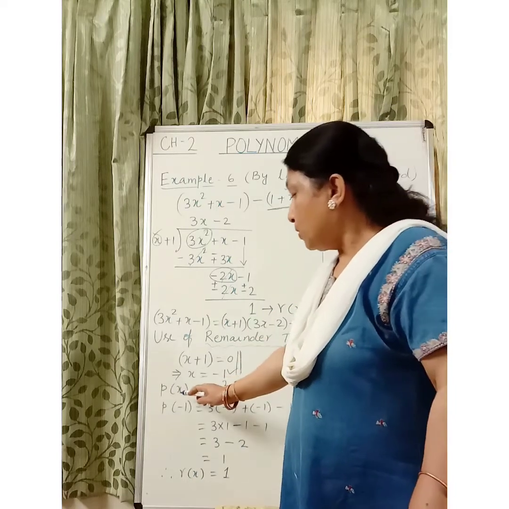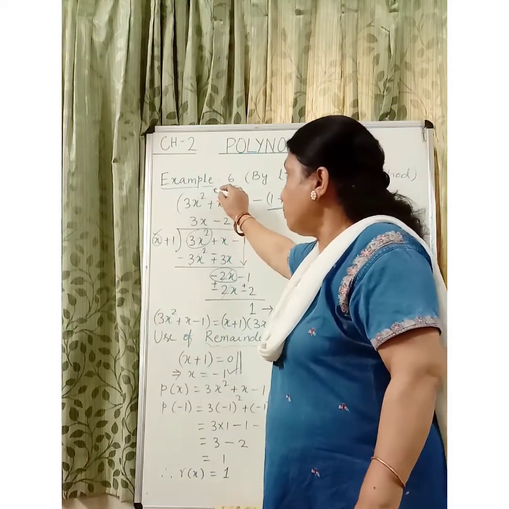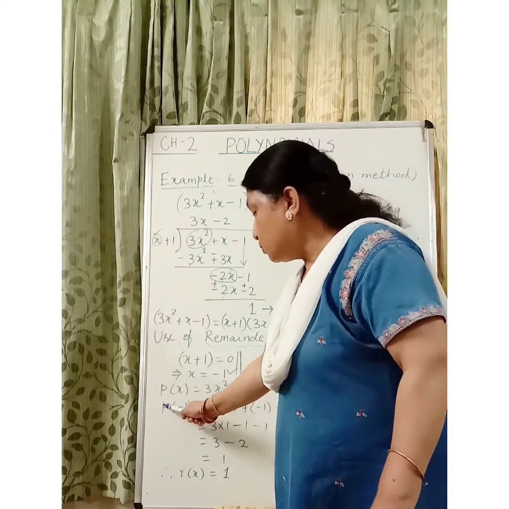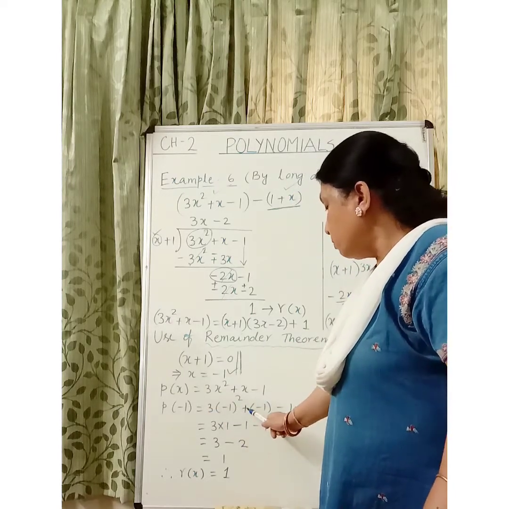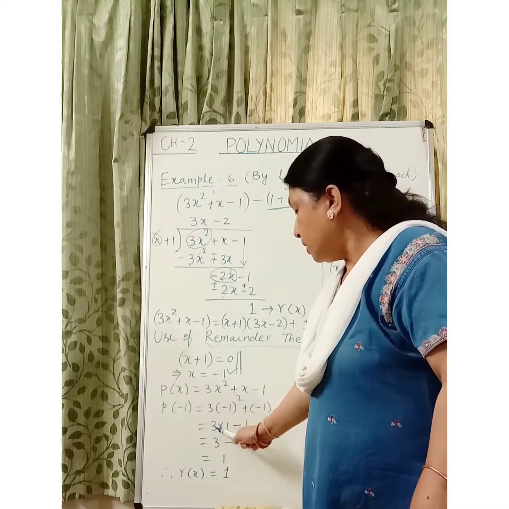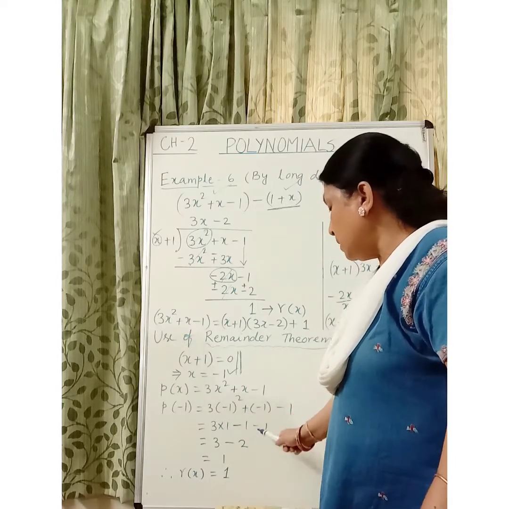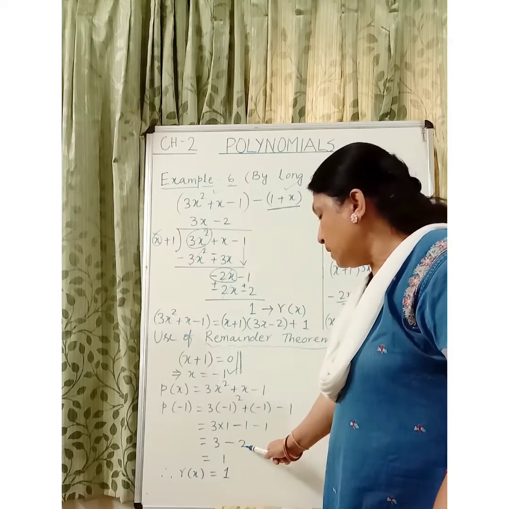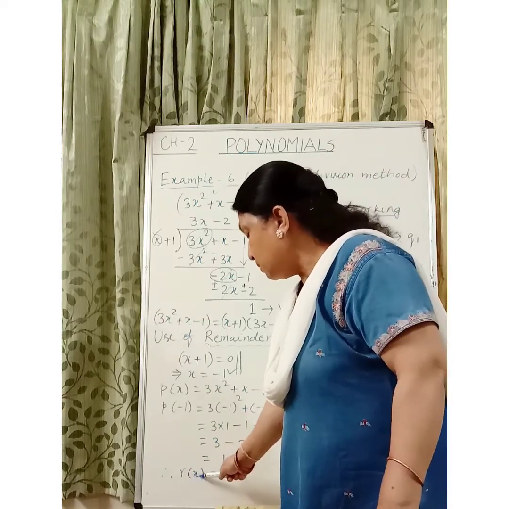So what is the polynomial given here? P(x) is equal to 3x square plus x minus 1. The given polynomial is this, and we will be substituting the value of x as minus 1. So p of minus 1 is equal to 3 into minus 1 square plus minus 1 minus 1. Now we get 3 into 1, as minus 1 square is 1, plus minus 1 and minus 1. So we have 3 minus 2, since minus 1 and minus 1 is minus 2. 3 minus 2 is equal to 1. So what is the remainder here? R(x) is equal to 1.